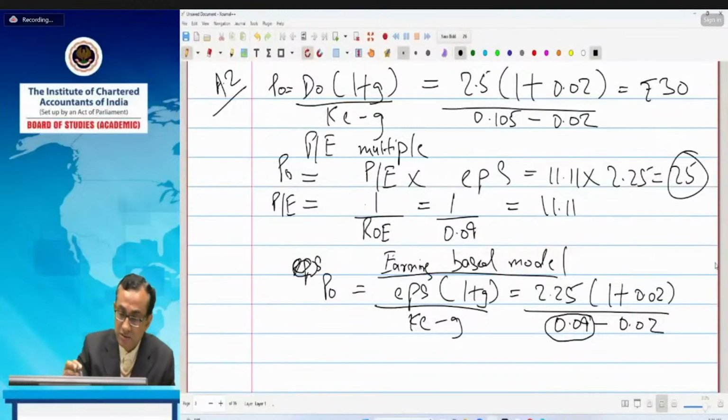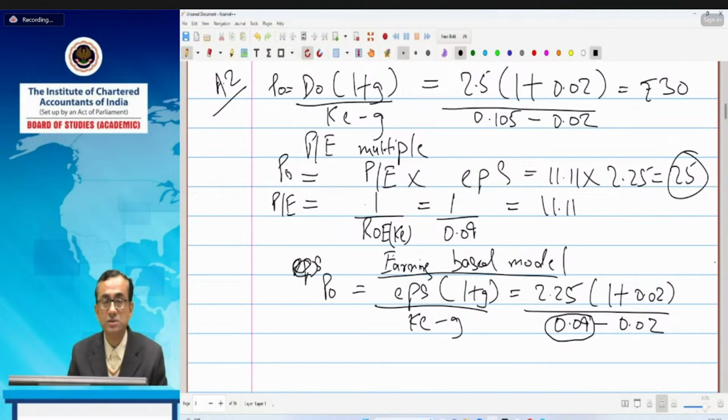In this case also, I have taken 1 upon return on equity. This is similar to Ke also; cost of equity, or you can say return on equity, has been used interchangeably here. Because if you follow the dividend based model, it will be 1 upon Ke, and in the earning based model, since P multiple is a part of the earning based model, it is taken as 1 upon ROE, that is return on equity. Now let us solve this question.